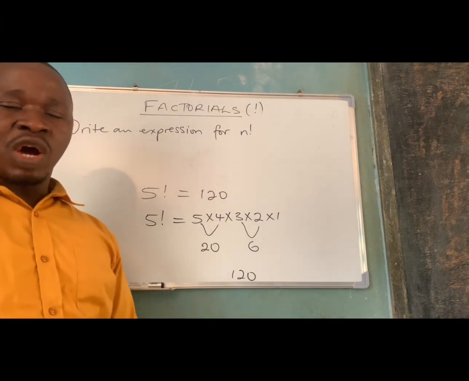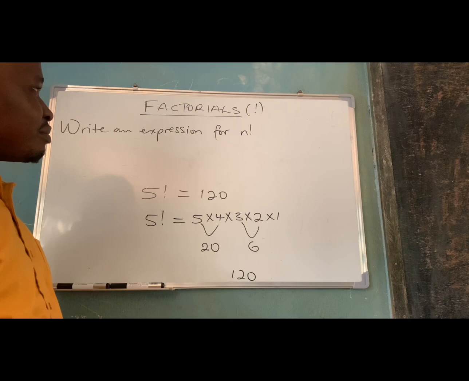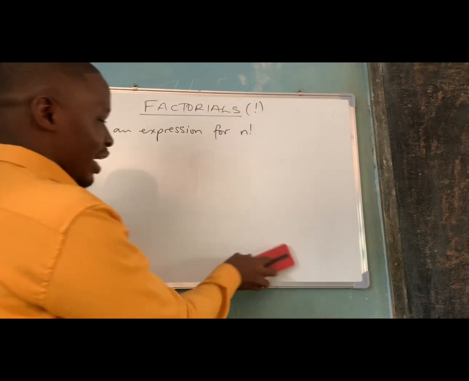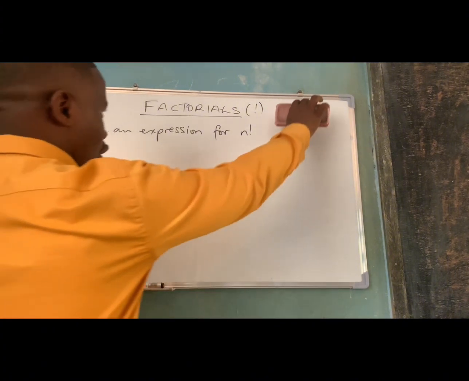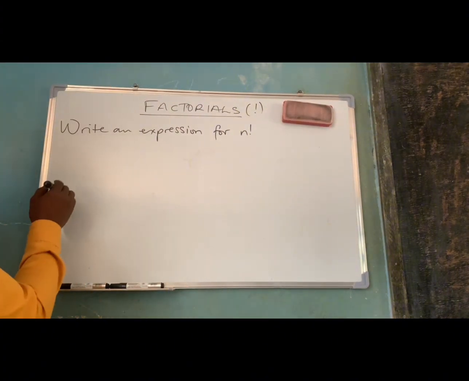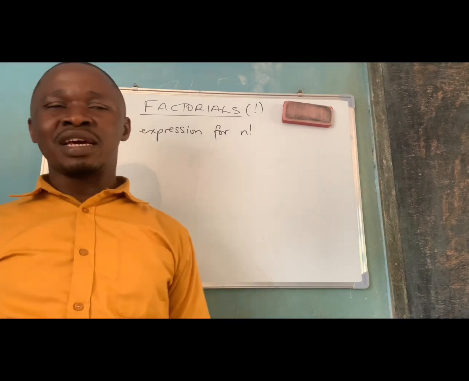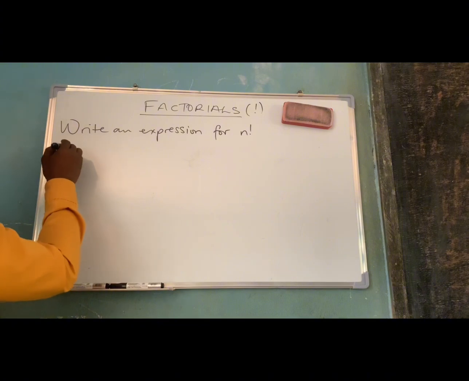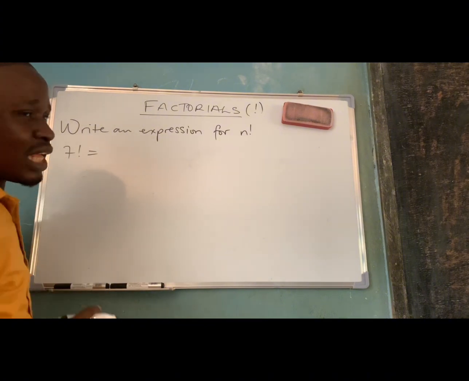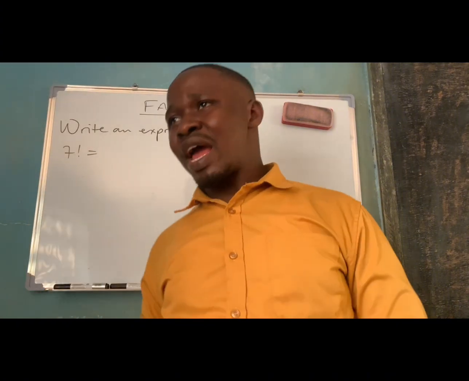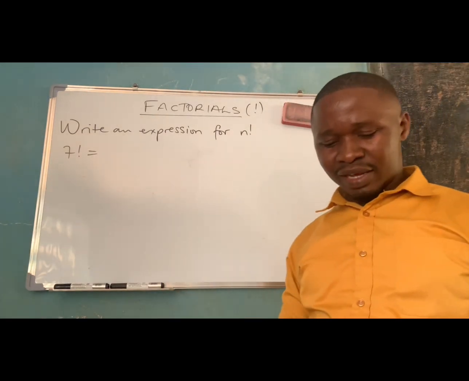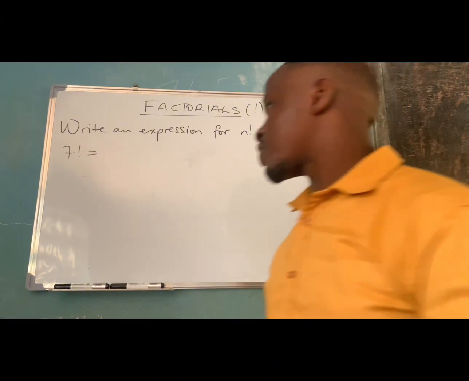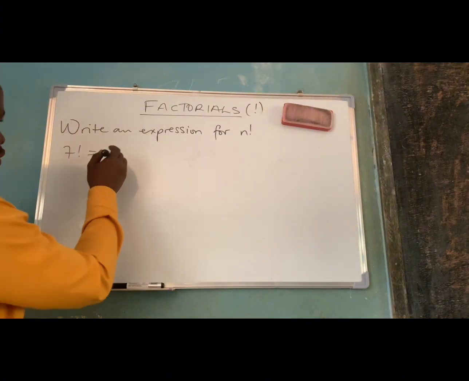But in this video, we want to know how to express n factorial. We want to write an expression for n factorial. So what do we do? Now, the only way we can write n factorial is if we can write, for example, 7 factorial. If we are able to express 7 factorial, that tells you that we are able to write the expression for n factorial. Now, 7 factorial is equal to what?